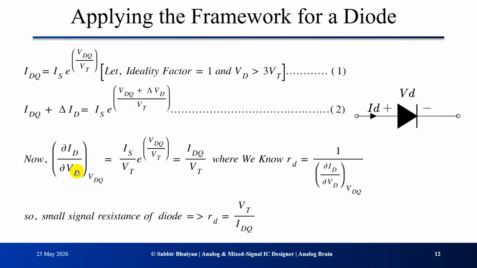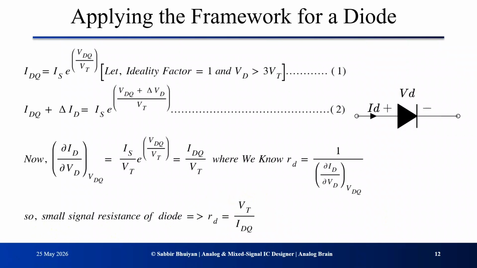Now, can we find out this ∂ID by ∂VD at VDQ? Yes, we can. We differentiate this equation, ID with respect to VD. The formula for e to the power mx is m e to the power mx, where m is 1 by VT. So 1 by VT comes forward: IS by VT e to the power VDQ by VT is equal to IDQ by VT. Simple. Now we know the small signal resistance RD, or the small signal equivalent, is 1 over ∂ID by ∂VD at the operating point VDQ. So ∂ID by ∂VD is IDQ by VT, and the reciprocal of this is RD. So RD will be VT by IDQ. So the small signal resistance of the diode is VT by IDQ.